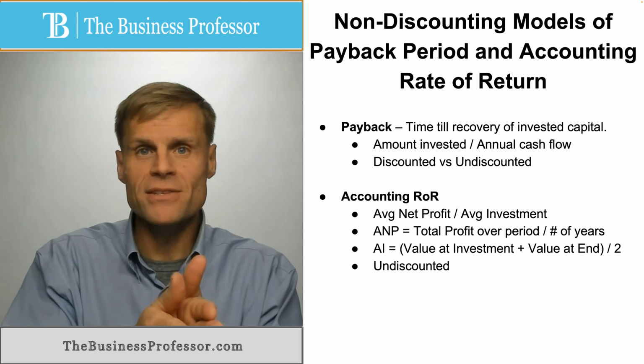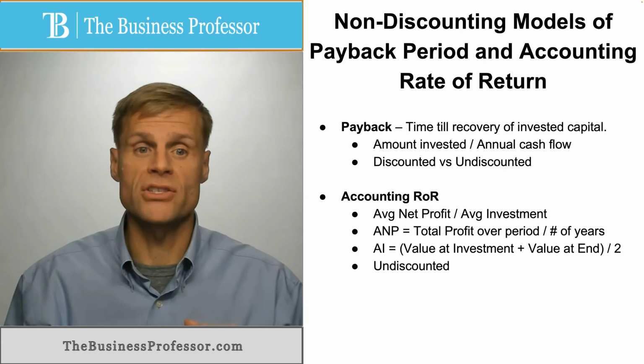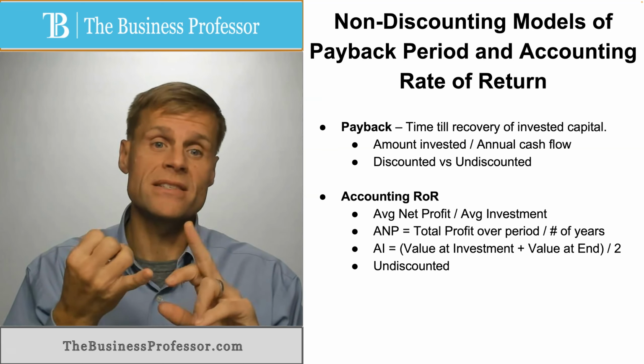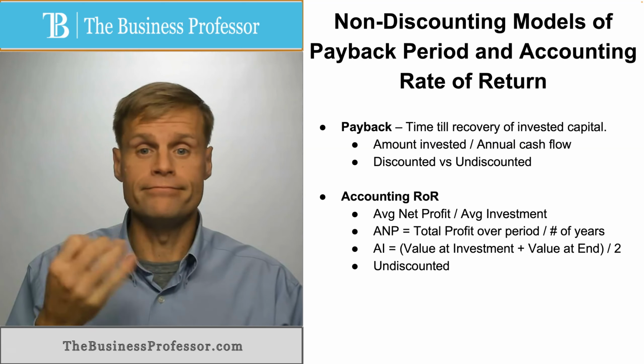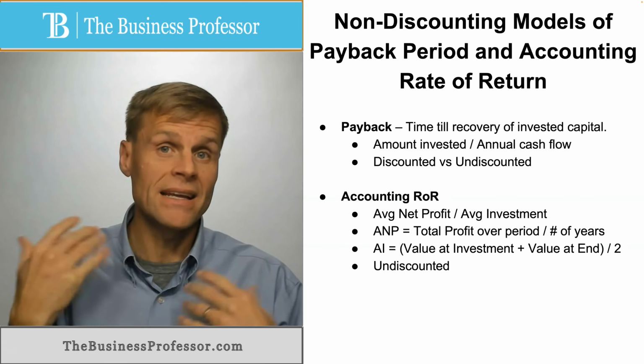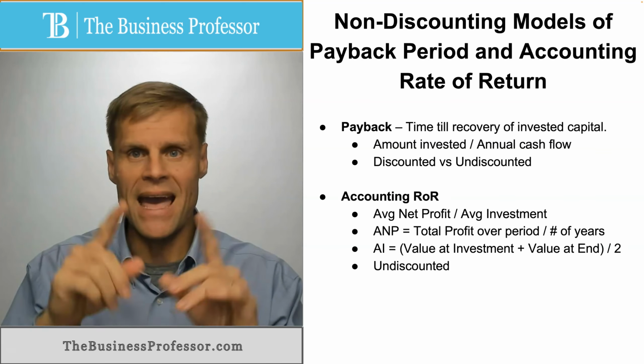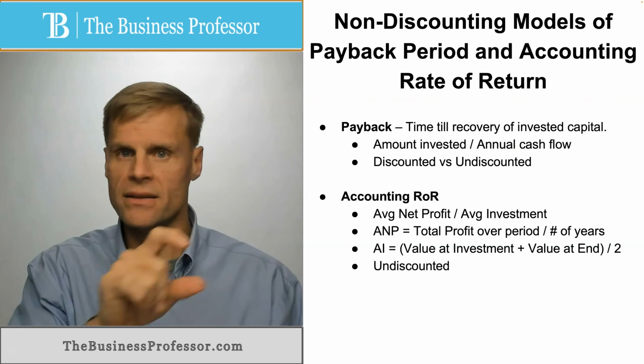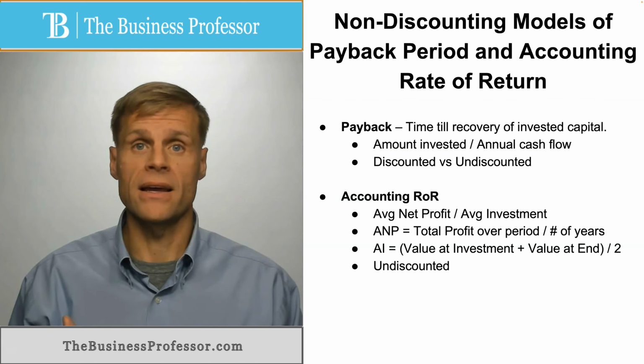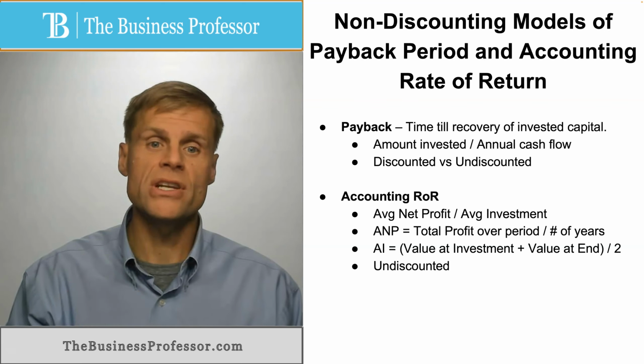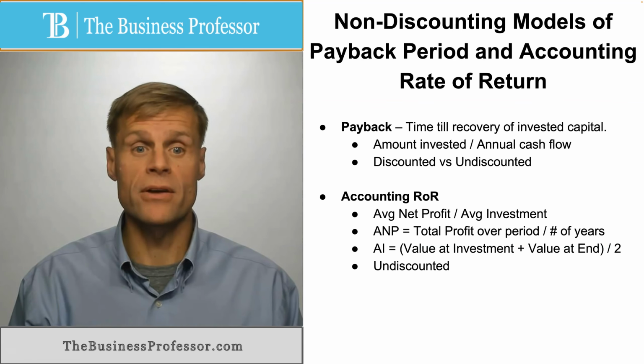Sometimes you make investments at different rates throughout a project. So your average investment is the value of investment at the beginning and the value of investment at the end, divided by 2, right? That's the average over the period. It's a very simple way of calculating that. And you divide the two, average net profit divided by average investment over the period.